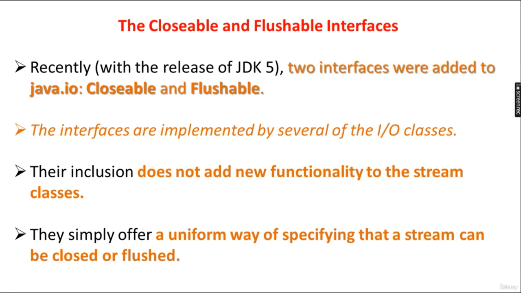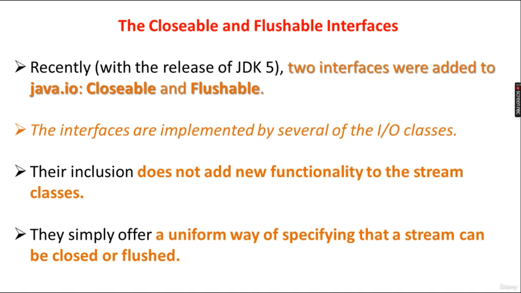With Java 5, two interfaces were added, Closeable and Flushable, and they are implemented by several of the input-output classes. Their inclusion does not add new functionality to the stream classes. They simply offer a uniform way of specifying that a stream can be closed or flushed.